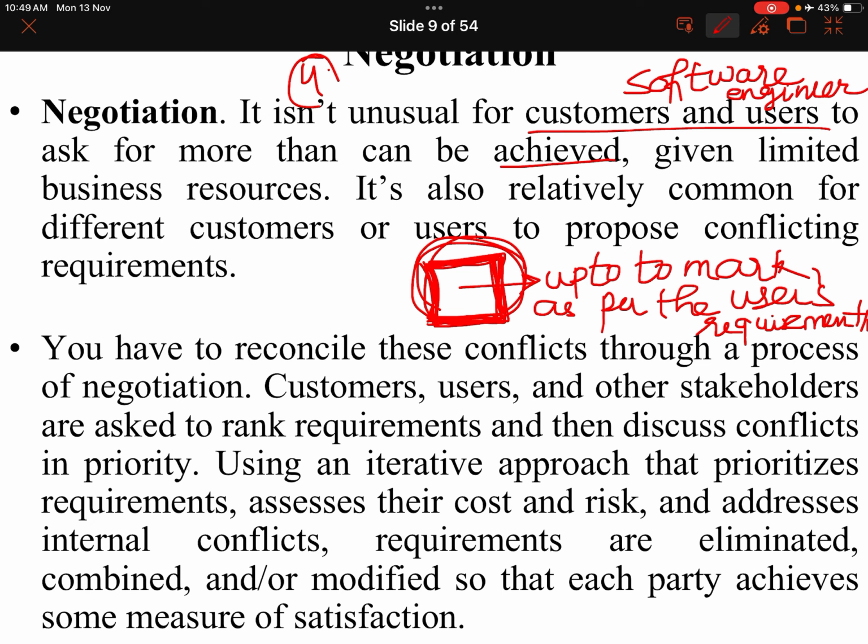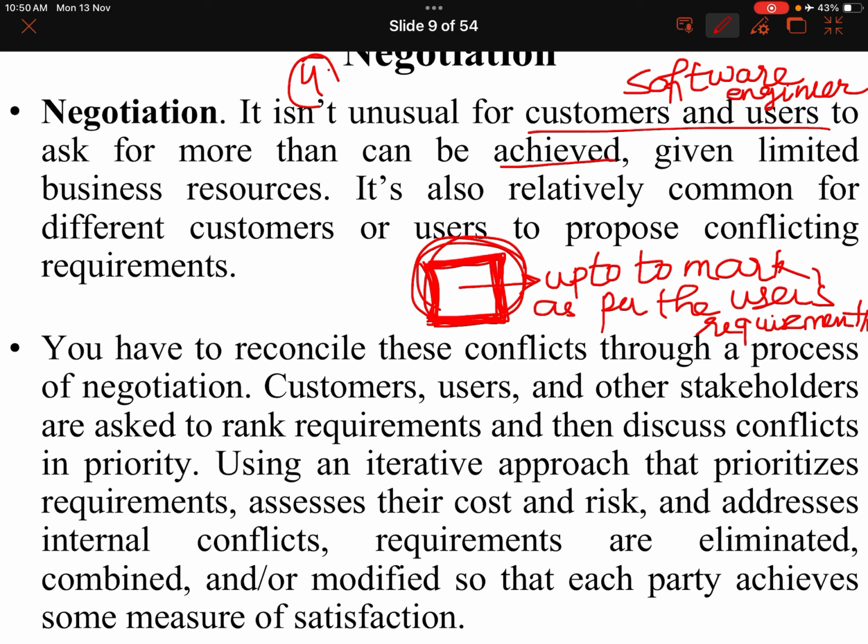It's also relatively common for the different customers or users to propose conflicting requirements. You have to reconcile these conflicts through a process of negotiation. Customers, users, and other stakeholders are asked to rank the requirements and then discuss the conflicts in priority. So first the requirements are ranked, that what are important to you and what are not important to you. You have to rank the requirements and then you have to discuss the conflicts in the priority. Using an iterative approach that prioritizes requirements, assesses their cost and risk, and addresses internal conflicts. Requirements are eliminated, combined, or modified so that each party achieves some measure of satisfaction.